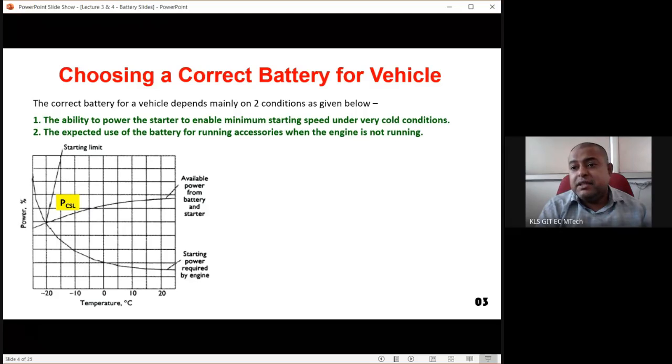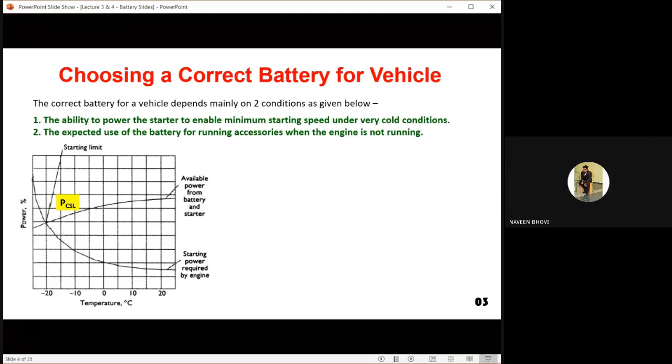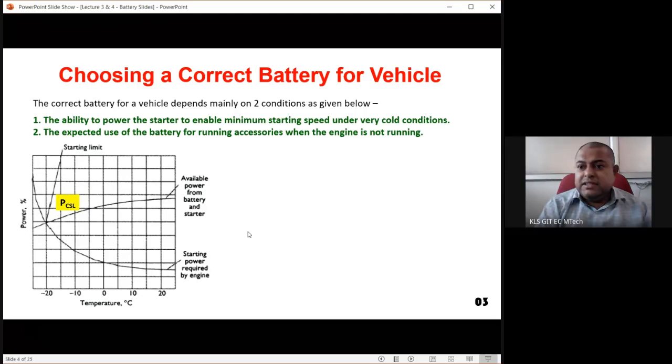So that might happen in the IA. I'll be drawing a different kind of graph. I might show this crossover at around 30%, and temperature I might show as minus 30 degrees centigrade, and I can ask you what is the cold start limit. So cold start limit is exactly the point at which the available power and the starting power are crossing each other. Okay. So I think this graph is clear, right?